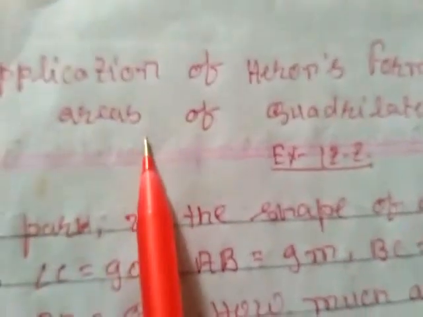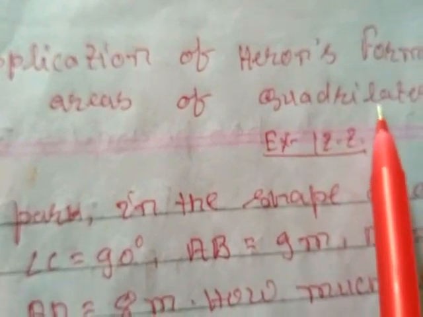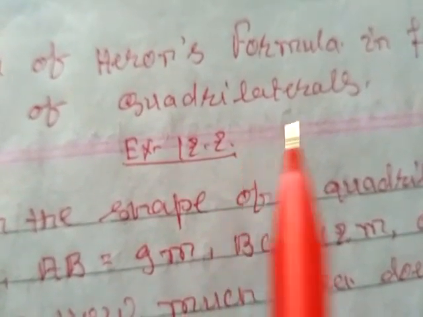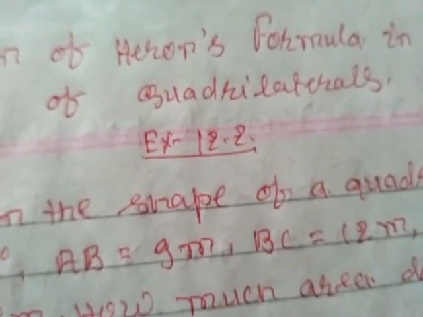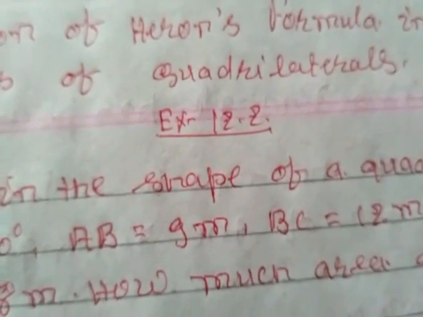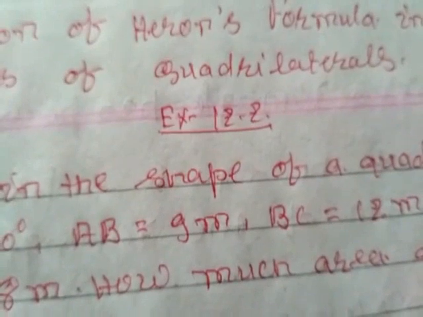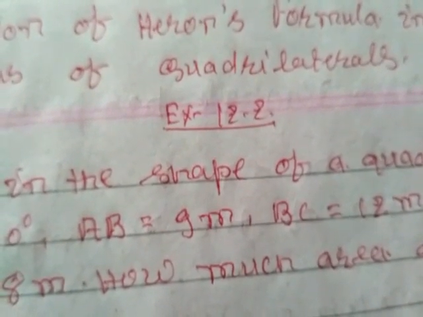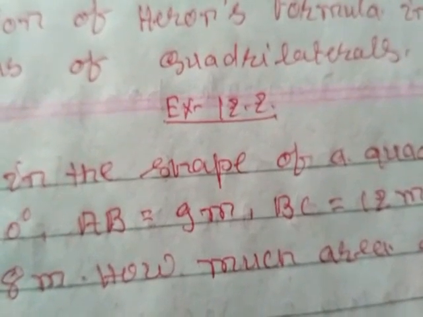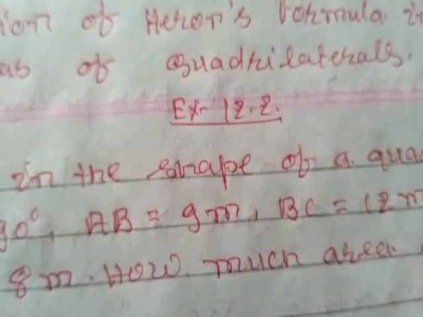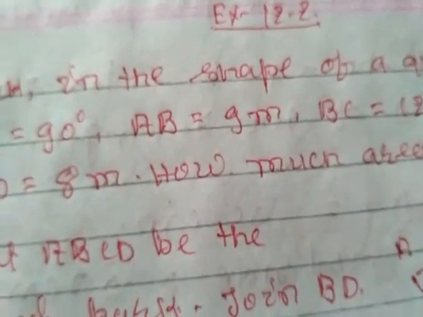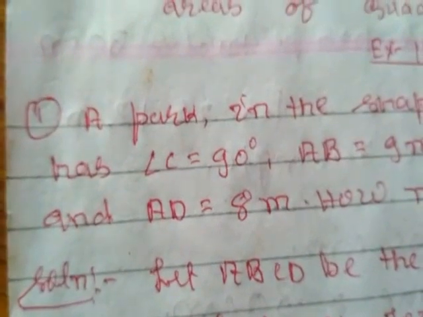the areas of quadrilaterals. It means you have to find the area of a quadrilateral by applying Heron's formula, which is applicable for triangles. So you have to find the area of the quadrilateral through finding the area of triangles. Let's see a question of this type.